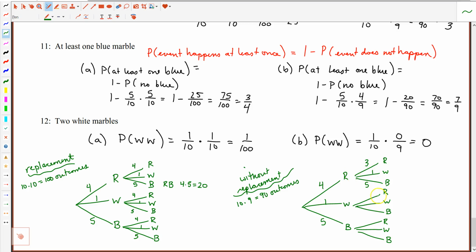Now let's come to the middle branches. At this point the white marble is removed, so there will be no white marbles left, so I can put a 0 on that branch. There are still 4 red and 5 blue. On the bottom set of branches, that was where a blue marble was pulled, so the blue branch is going to have its count dropped, but at this point there are still 4 red and 1 white.